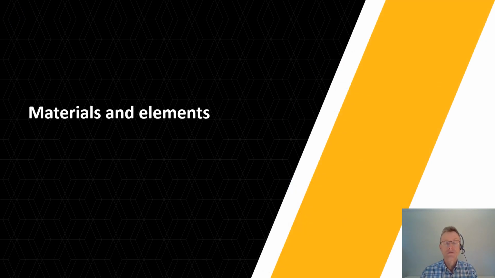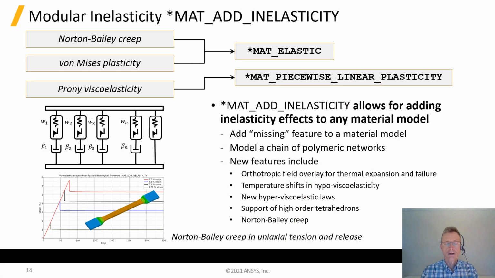Moving on now to material models and elements. So there's a new feature called *MAT_ADD_INELASTICITY, which enables you to add certain plastic and creep effects to any other material model. It's a little bit like *MAT_ADD_EROSION or *MAT_ADD_DAMAGE in that it can be applied to any other material.